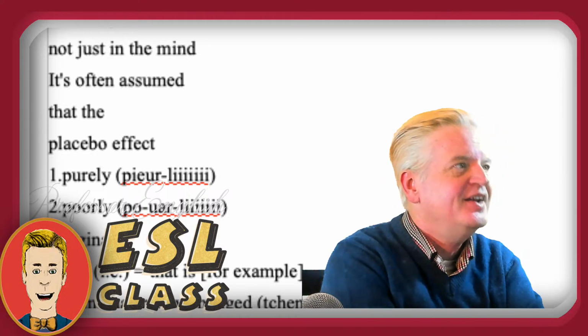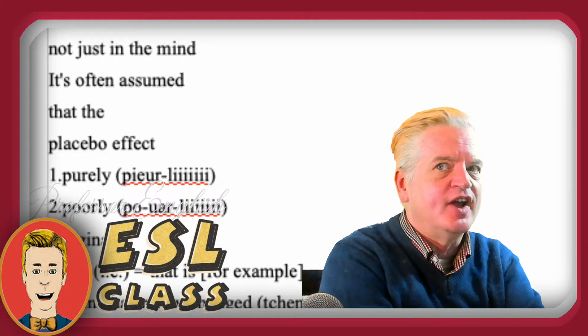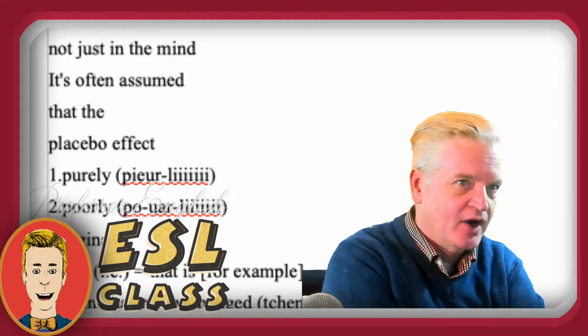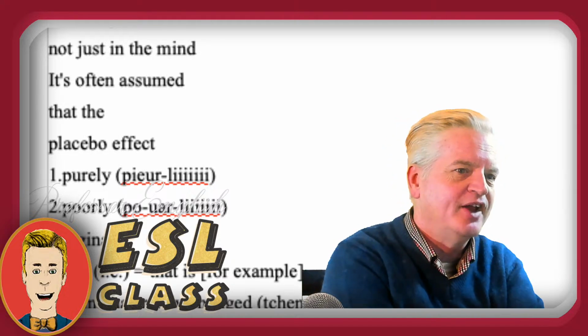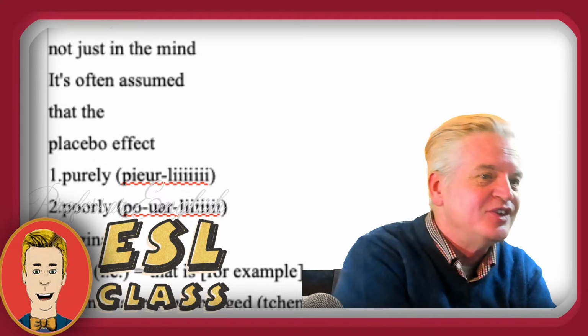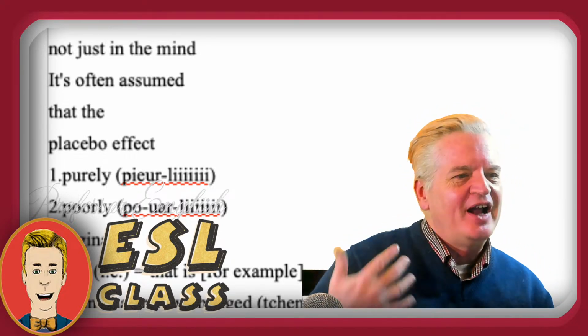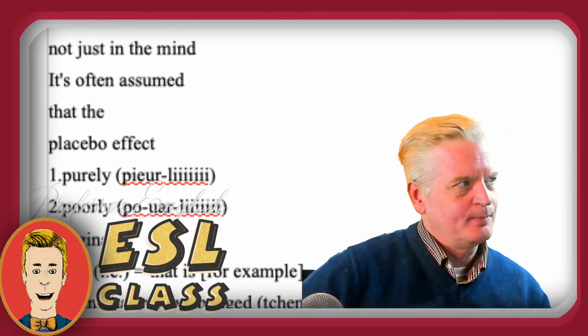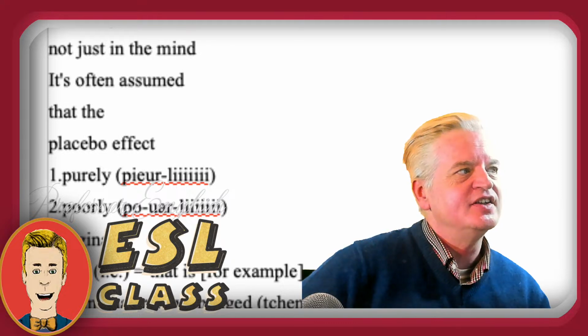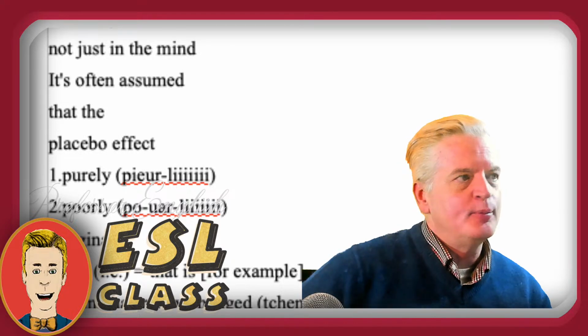Okay. So here we have a phrase. These are phrases from the article. We're not going to read the article. I don't want to get in copyright trouble. But these are words from the article where we practiced the pronunciation. Okay, so our first phrase is not just in the mind.